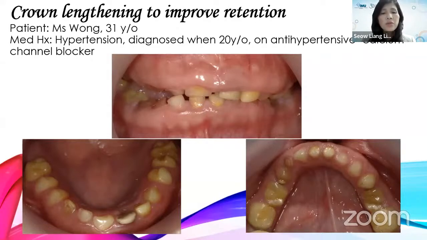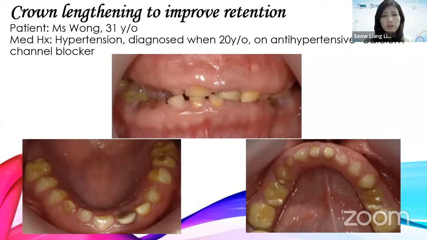I would just like to share that for crown lengthening, usually if you do one tooth, it's quite difficult to get a good outcome because you are still limited by the interproximal alveolar bone height, and you also don't want to compromise the adjacent teeth support as well. When you are doing multiple teeth, then the successful outcome would be more prominent.